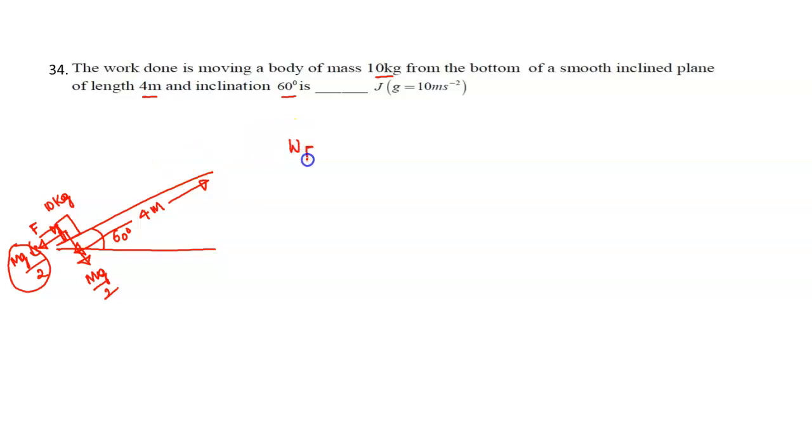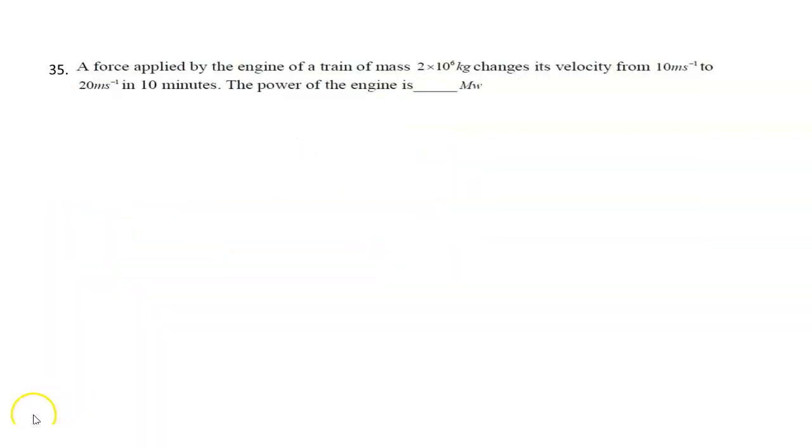So the work done by force will be nothing but equal to force mg into root 3 by 2 into distance 4. As force and displacement both are in same direction, cos will be equal to cos 0, that is 1. So here mg will be equal to 10 into 10, 100 into root 3 by 2 into 4. So this will be 200 root 3. Root 3 value is 1.732. You can substitute the value here. This will be equal to 346.4 joules. Let us see the next question here.